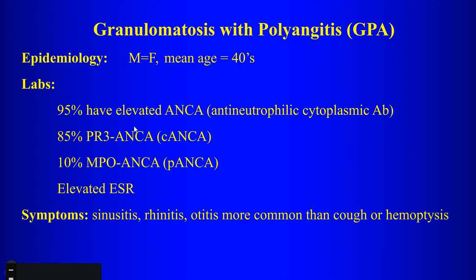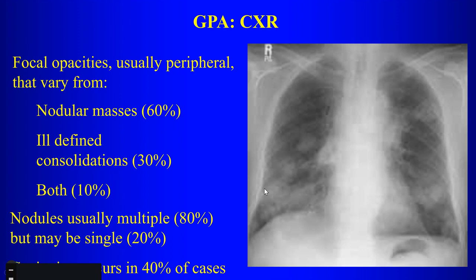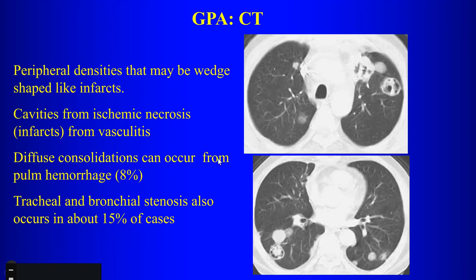95%, so the workup will have elevated ANCA, 85% C-ANCA in those patients, elevated ESR, and upper respiratory symptoms, sinusitis, rhinitis, otitis, more common than the lower respiratory tract symptoms in these patients. Chest X-ray: focal opacities, nodular masses, sometimes ill-defined consolidations, and we might get cavitation in these cases. So we include it in our differential of cavitary nodules.